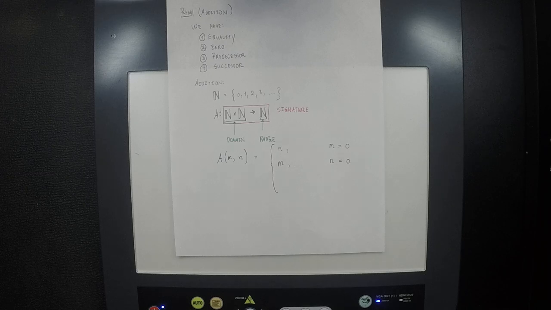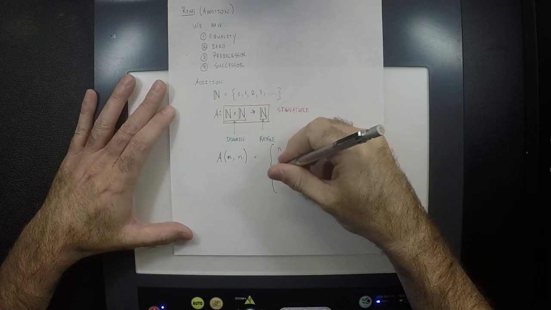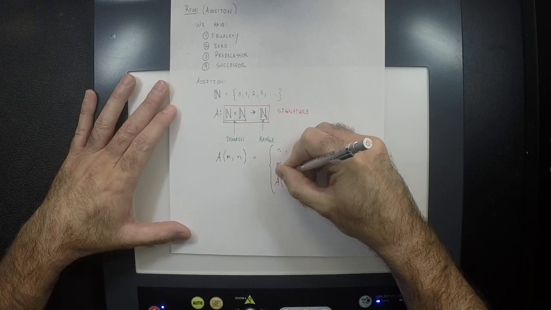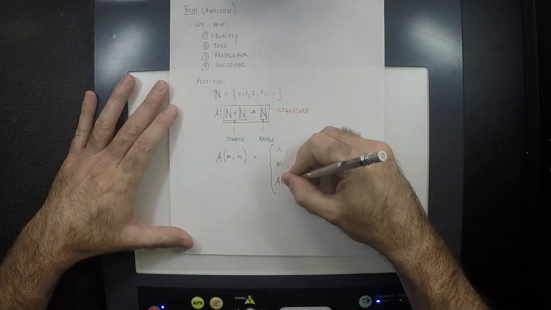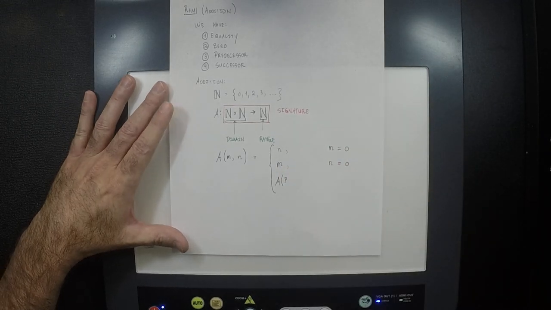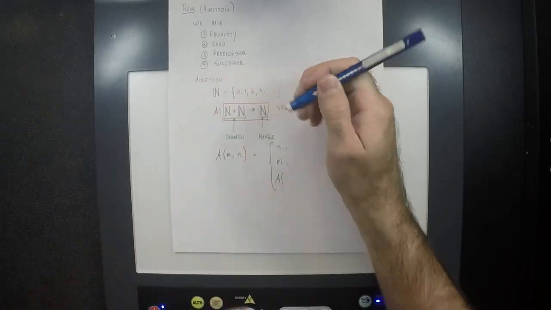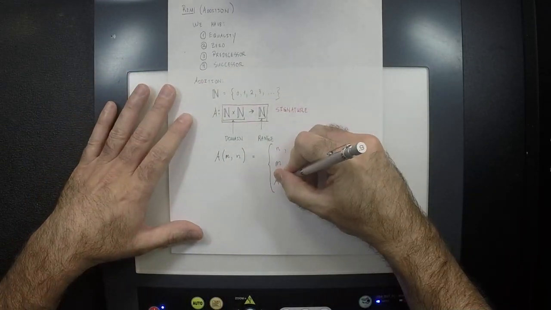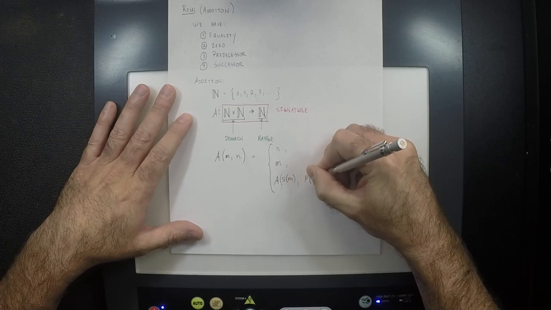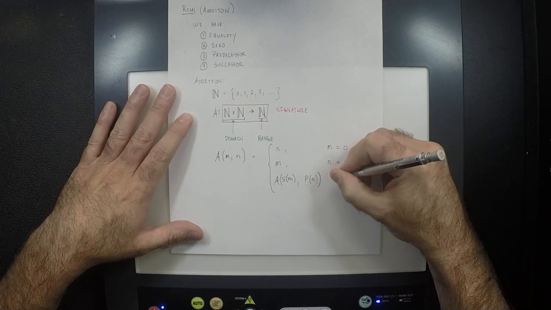Not quite. We're getting there though. We're almost there. What do you think? Could we evaluate A of the predecessor of M and the successor of M? Let's look at it. So what do we want to call the predecessor function? I'll write it with P and S. So the predecessor of which one do we want? We'll do the successor of M and the predecessor of N. So this is otherwise.